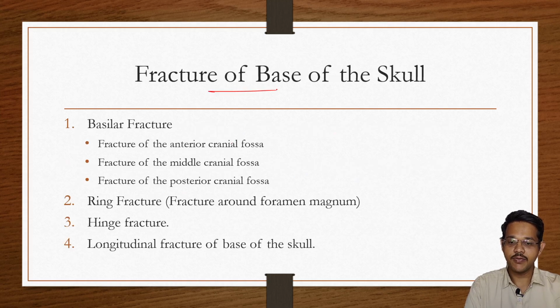Next is fracture of the base of the skull. So those were the vault fractures, mainly the top part of the skull. Next is the base of the skull fractures. First is the basilar fracture, which may be anterior cranial fossa, middle cranial fossa, or posterior cranial fossa fractures. Next are the ring fracture, hinge fracture, and longitudinal fractures.